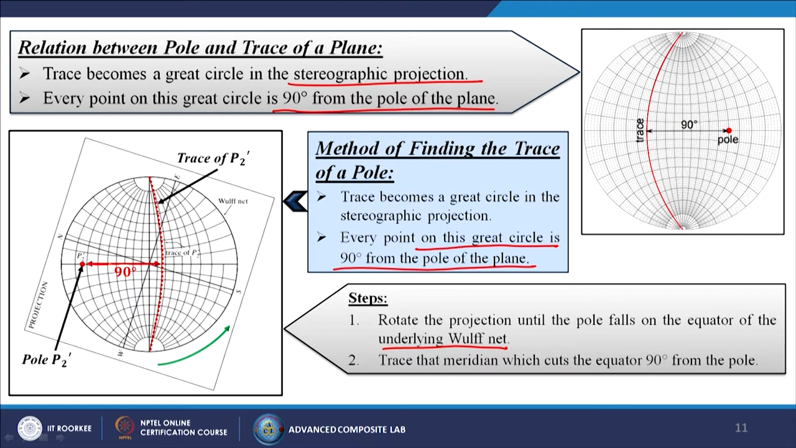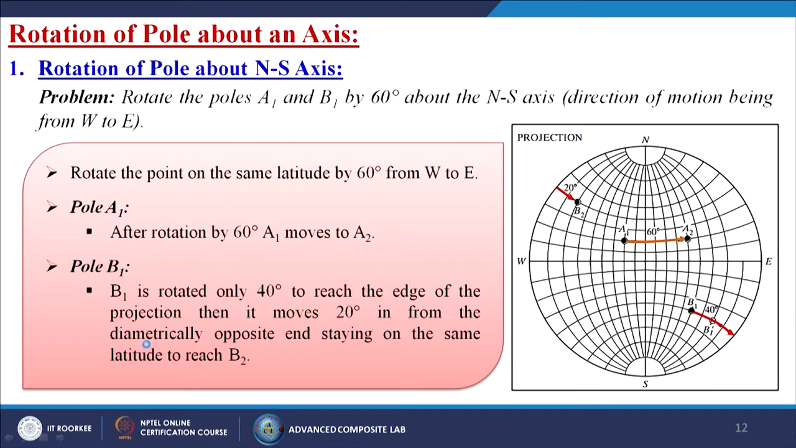So, now you have to find these lines. Automatically this will become your trace over there. So, in this way you can calculate the pole and trace of a particular plane. Now, the next one is the rotation of a pole about an axis.